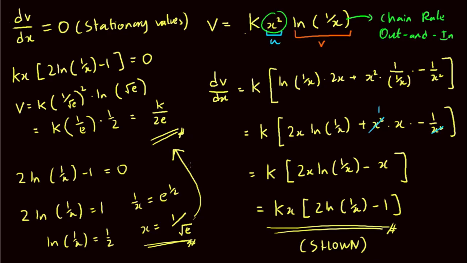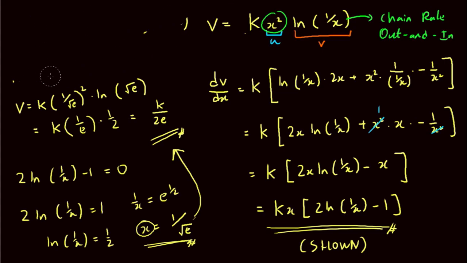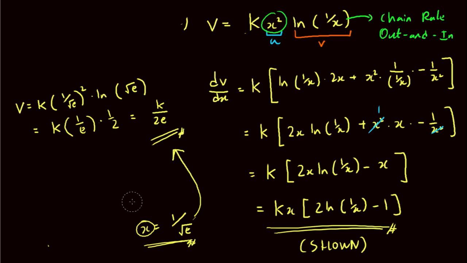Now they want to show the speed is greatest at here. How do you show the speed is greatest at here? I'm going to erase some parts as well. So x we already know is just 1 over root e, right? So that means your V you determine is just simply k over 2e. So that's your stationary value for V.